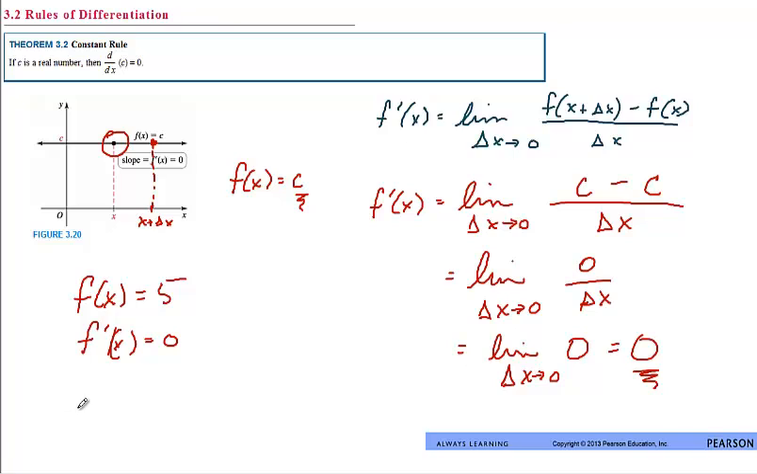If I have g of x, let's say, equals 72, g prime of x equals 0. I now have a generalization for a function that's a constant. I know that the slope is 0. We're going to go and find some more rules.